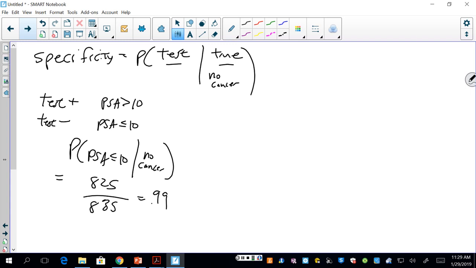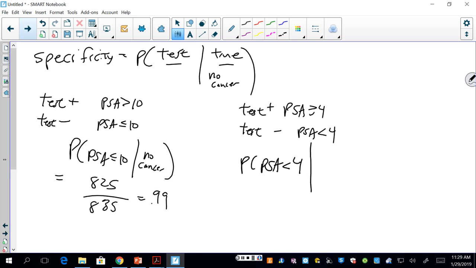How about this other test? Test positive now means PSA greater than 4. And then a negative test has to be the PSA less than 4. What's the probability that we get a negative result, given that there's no cancer?